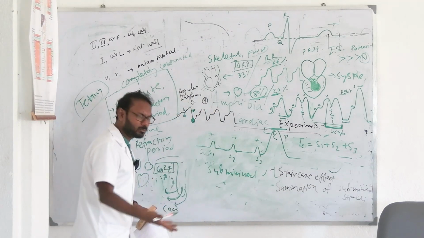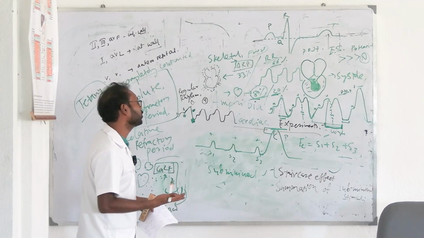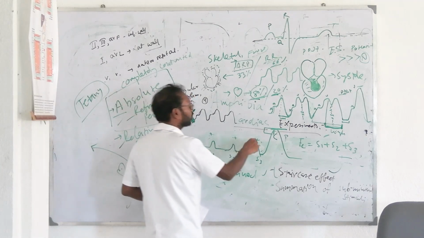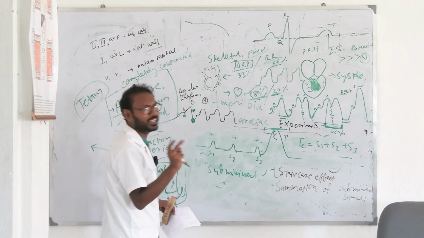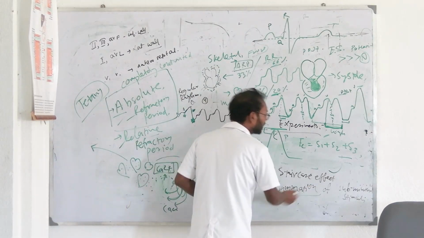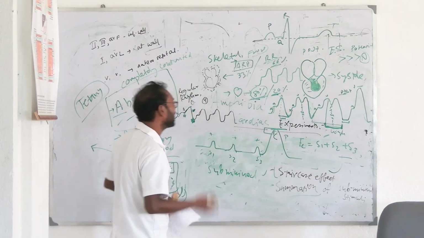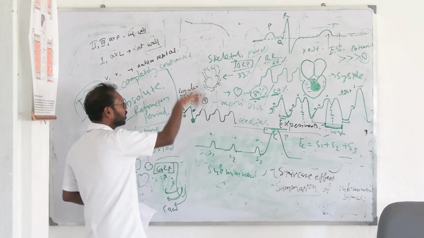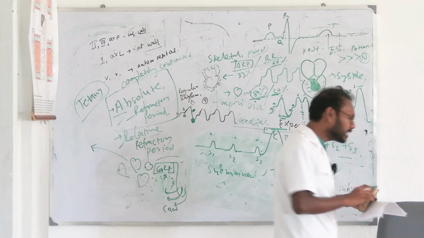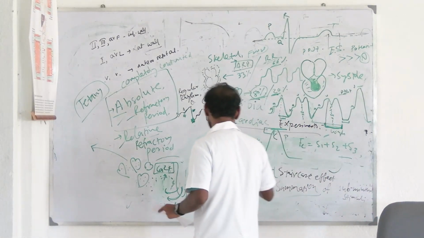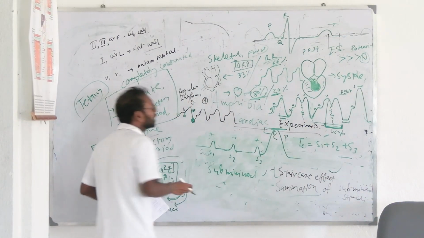So whatever subthreshold stimuli, subminimal stimuli, whatever stimuli you give, all of this will be accumulated when it ultimately gets contracted. This accumulation is actually a synonym of summation. So summation of subminimal stimuli happens or is noticed in the case of the amphibian heart or frog heart. So this is basically the application of subminimal stimuli.